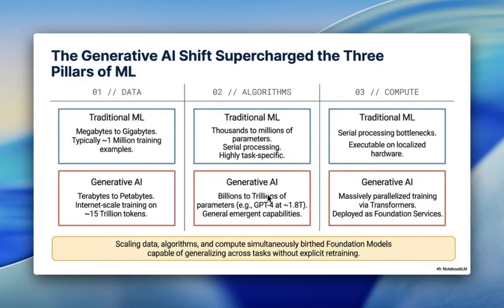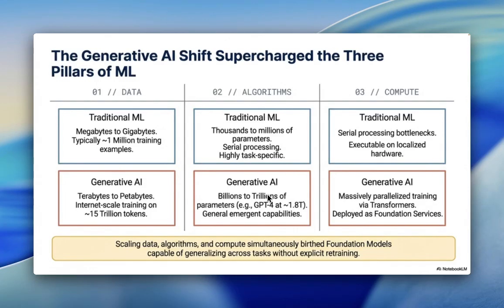Traditional ML: megabytes to gigabytes, typically 1 million training examples. Generative AI: terabytes to petabytes, internet-scale training, or 50 trillion tokens. Algorithm. Traditional ML: thousands to millions of parameters, serial processing, highly task specific. Generative AI: billions to trillions of parameters, for example GPT-4 at 1.8 trillion, with general emergent capabilities.